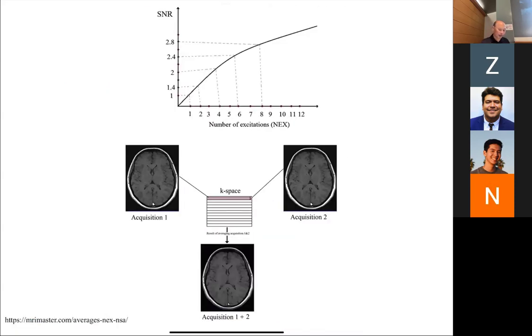The other thing you can play with is NEX. So you might say, okay, I want to keep a high bandwidth to get my image quality, but I want to increase the measurement time. Here the idea is you just repeat your measurement many times and then average the data. So you might take acquisition 1, acquisition 2, and then you average both of the same line in k-space.